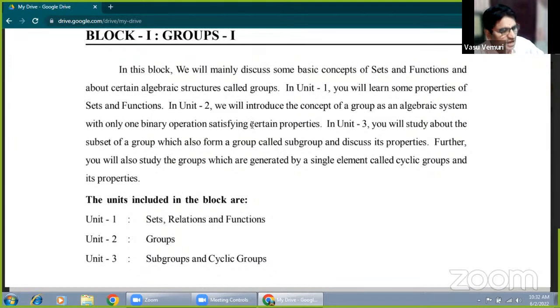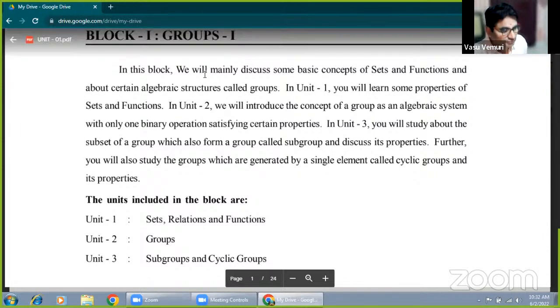In the same manner there are another 3 blocks. Groups 2 is there, the third is rings and fields, and the fourth one is isomorphism of rings. Now the first block commences from the definition of group theory.